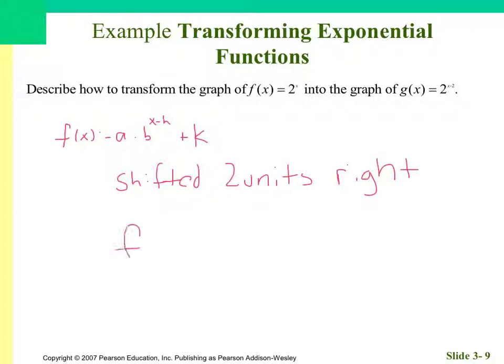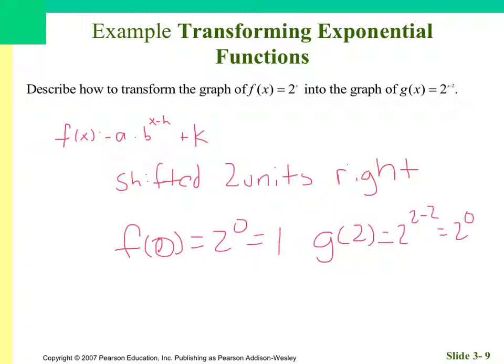Because if I said f of 0 equals 2 to the 0, I get 1. Now here, don't I need g of 2 to get 2 to the 2 minus 2, to get to the 0? See how x was 0 gave me 1? Now x of 2 gave me 1. That's what it's doing. It shifted it 2 to the right.